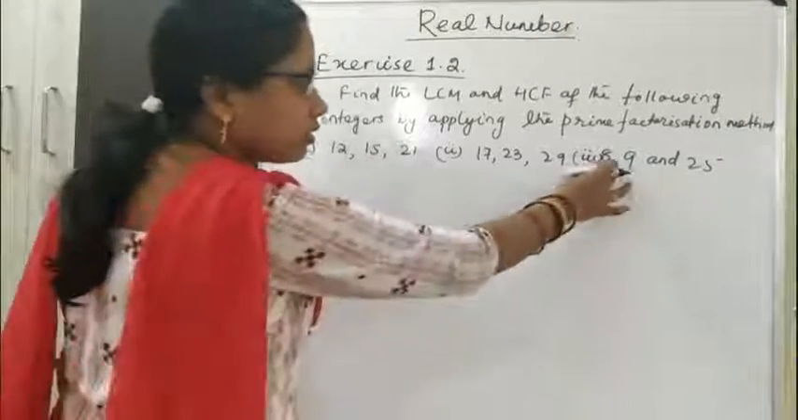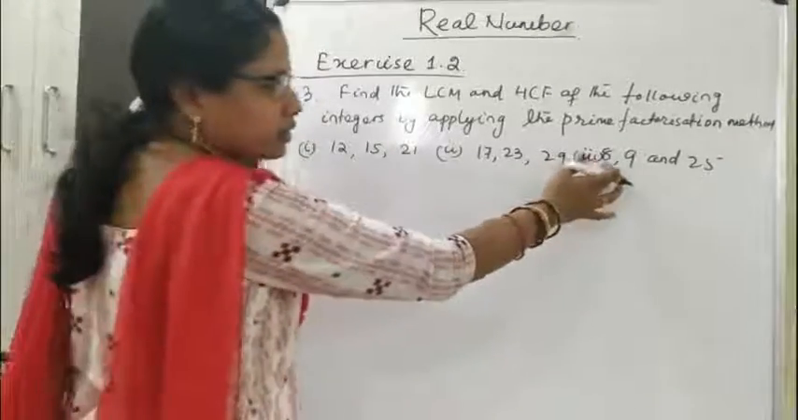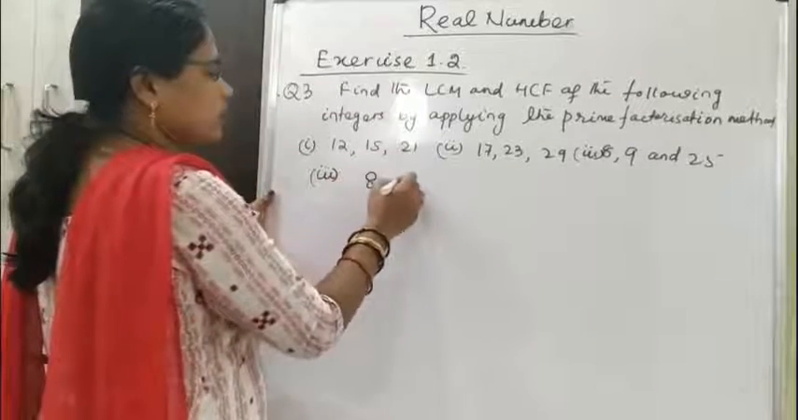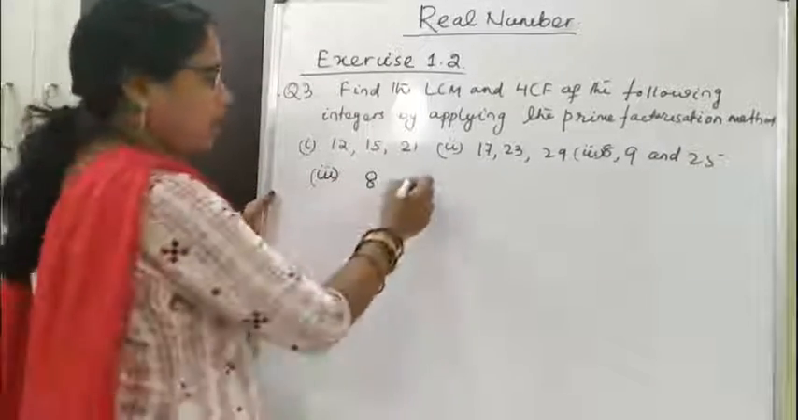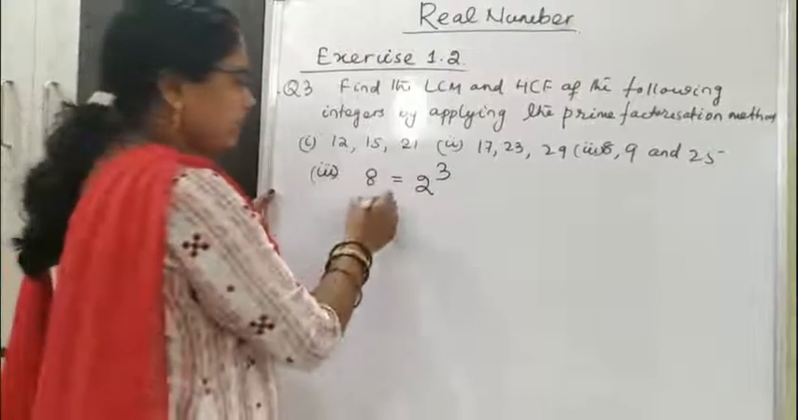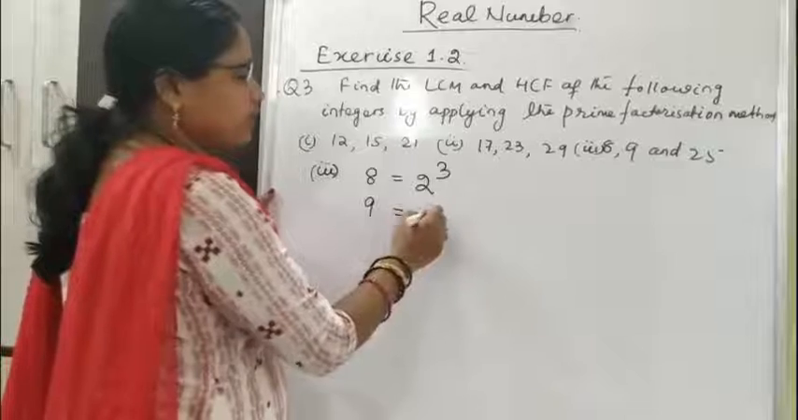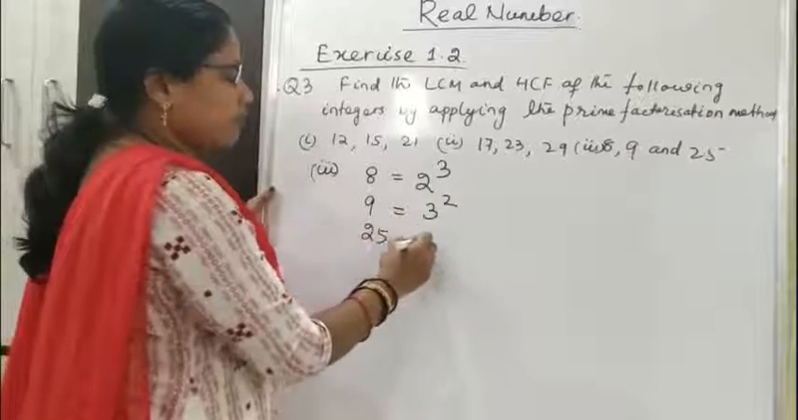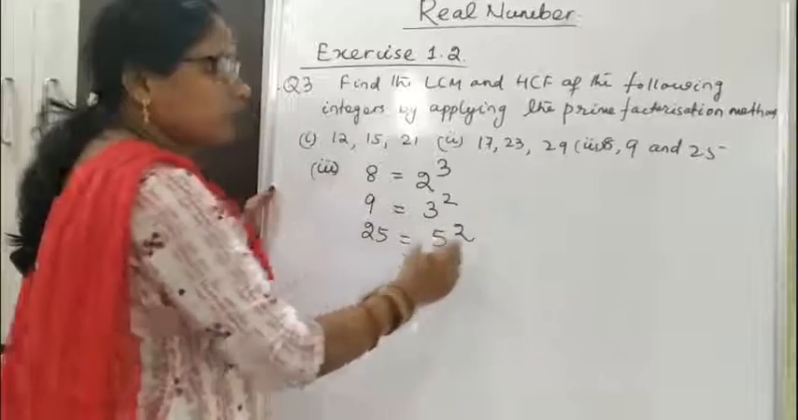Let us find the HCF and LCM of these three numbers. The prime factorization of 8 is 2 to the power 3. The prime factorization of 9 is 3 to the power 2. And the prime factorization of 25 is 5 to the power 2.